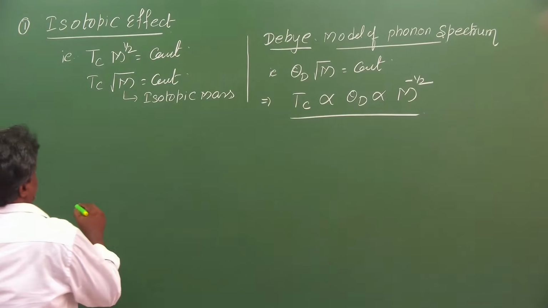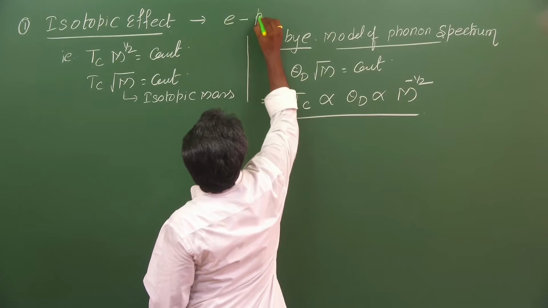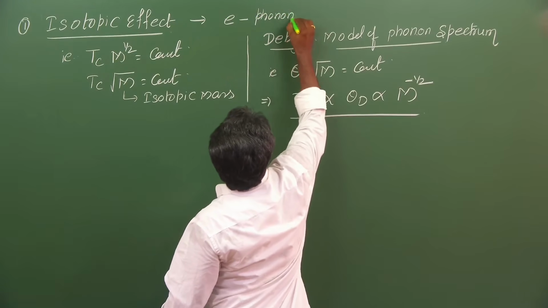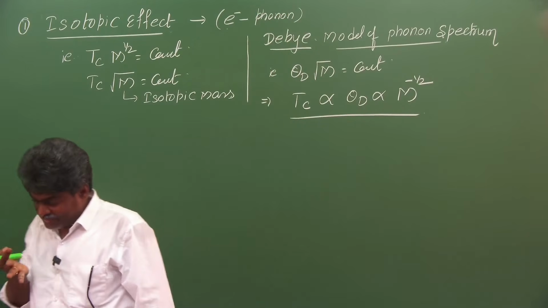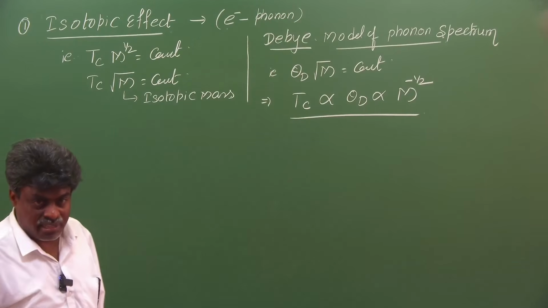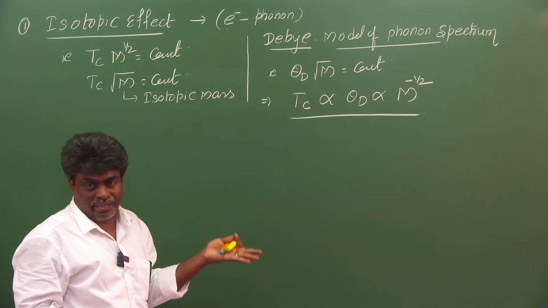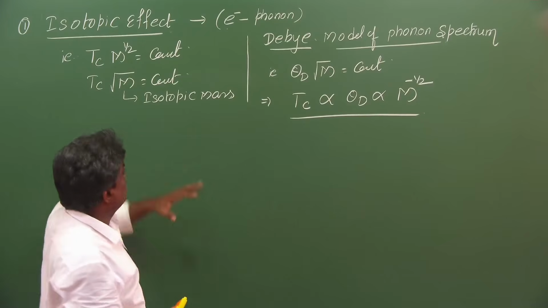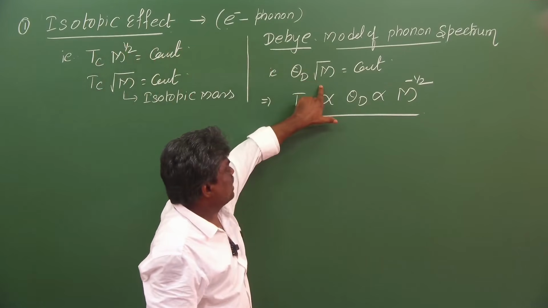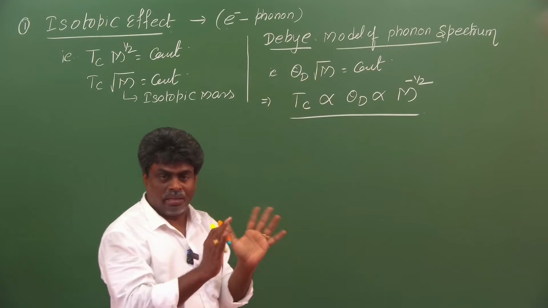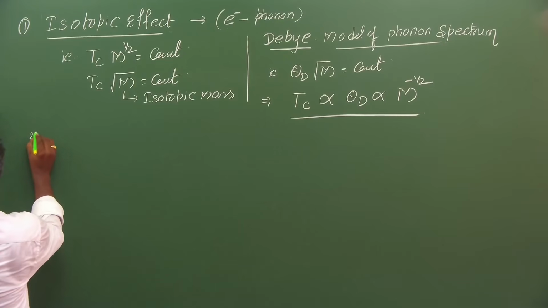So this gives a hint that the electron and phonon interaction is a very important phenomenon for superconductivity. That's why we got the BCS theory idea. What is that BCS theory idea? Electron-phonon interaction. Here we got this, and the Debye model also satisfies this, so definitely there should be a relation between them that will explain the BCS theory. Right, wait a minute. Second point.